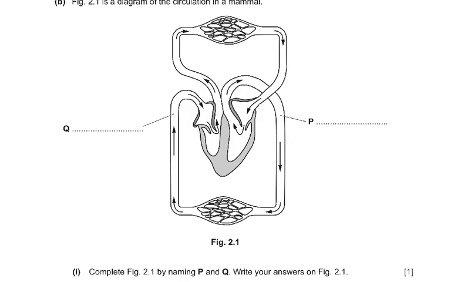Then it says figure 2.1 is the diagram of the circulation in a mammal. Complete by naming P and Q. What is P? P is the aorta. Why? Because the aorta comes out of the, you can see this vessel is coming out here of the left ventricle. So coming out of the left ventricle, what is Q? Q is the vena cava.